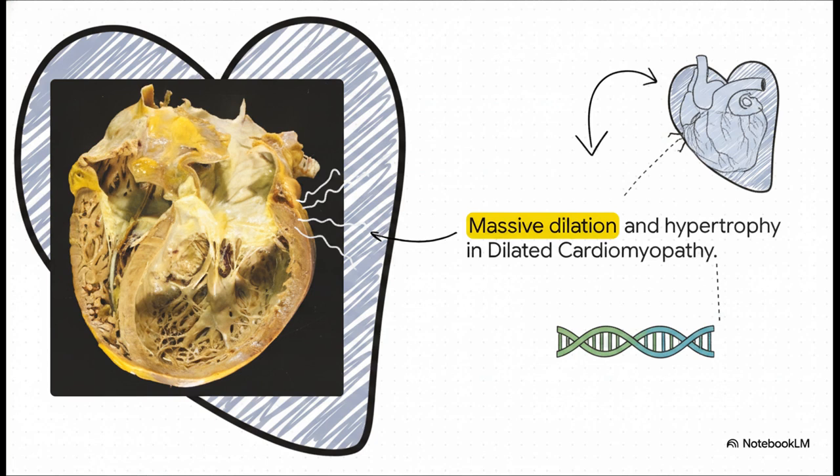The chamber is hugely enlarged and the walls appear stretched and totally thinned out, even though the heart's overall weight has actually increased. A heart like this simply cannot pump efficiently. The mechanical stretch causes the ventricle to completely fail.